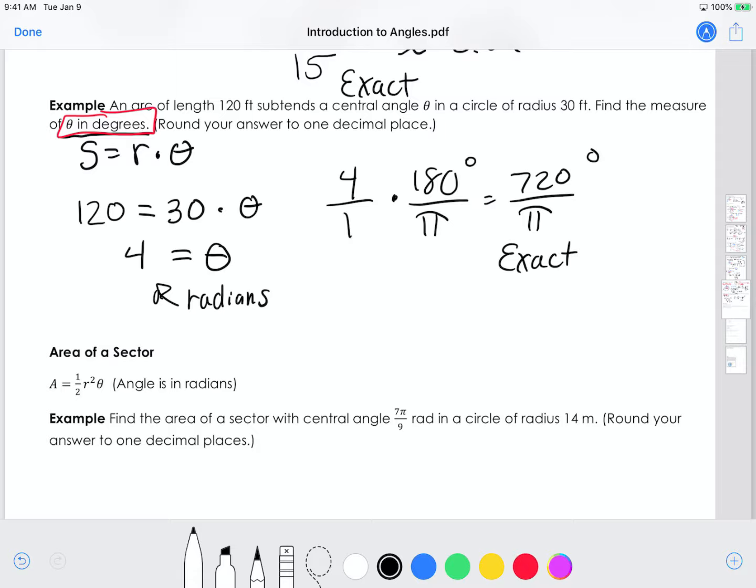If I want to put it in a decimal approximation, I would take 720 degrees and divide by pi. And that would give me approximately 229, if we round it to 2 places, 229.18 degrees. So this would be our approximate decimal value.